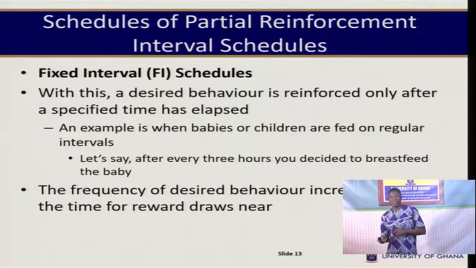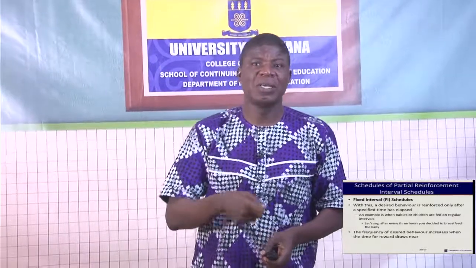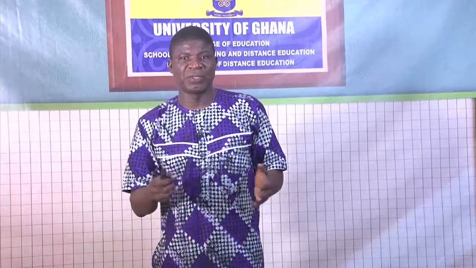Then let's look at the interval. We have the fixed interval and the variable interval. With fixed interval schedule, a desired behavior is reinforced only after a specified time has elapsed. So here time is what is used, not the number of responses, but time. For instance, when children are given some reinforcement at certain specified times, let's say every 3 hours, you decide to give them a kind of reinforcement, then you are using the fixed interval schedule.